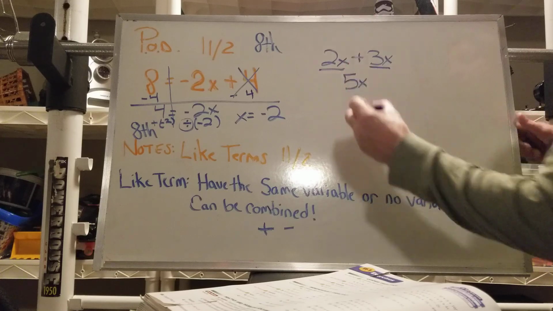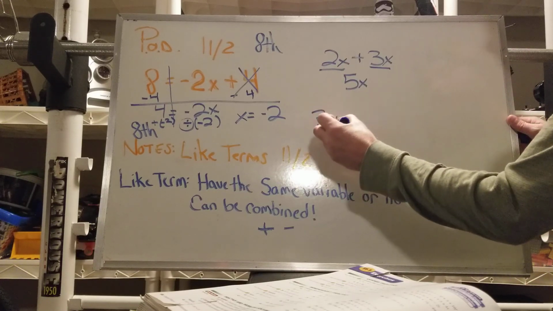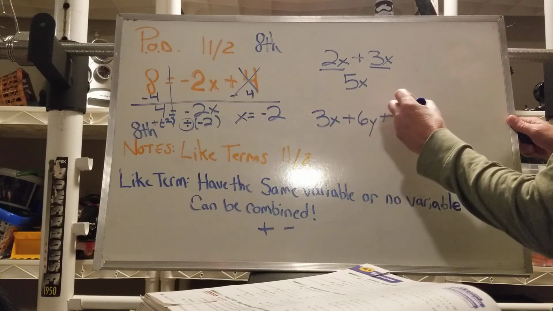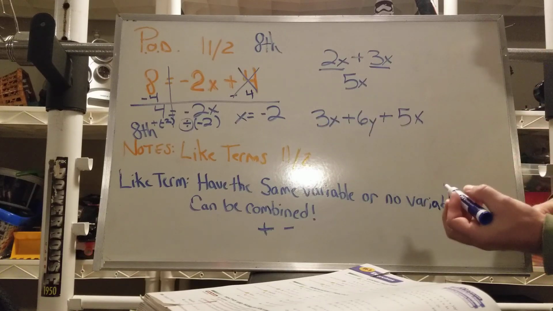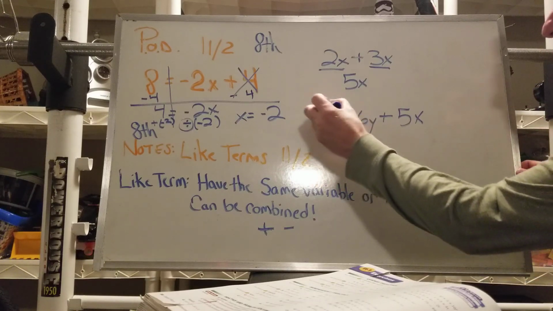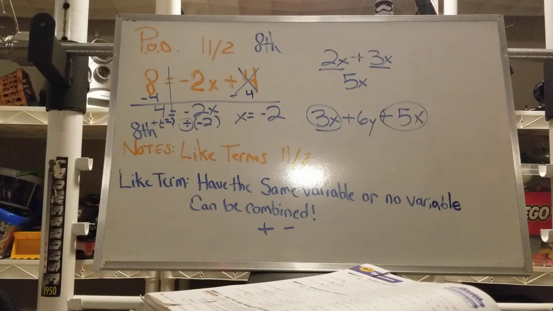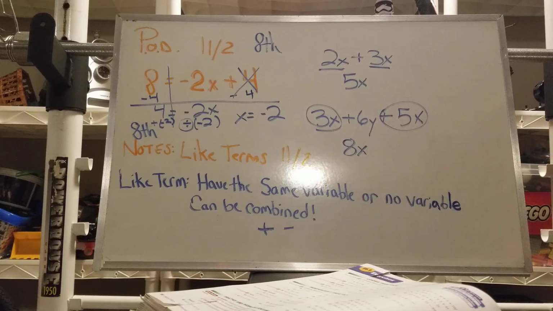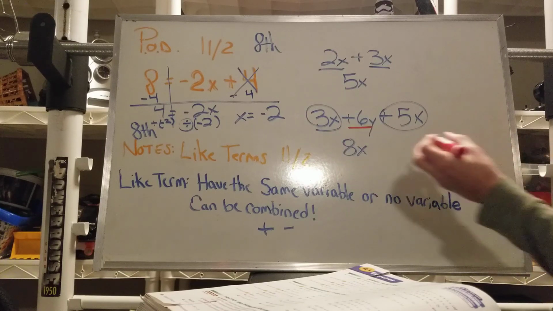All right. Now if I had 3x plus 6y plus 5x, it's a different problem. I'm going to look for my like terms. Here they are, 3x and 5x. They're both positive. I'm just going to add them together. I get 8x. And then the 6y is by itself. I'm going to underline this one in red because it's a different kind of term. And that just goes over here.